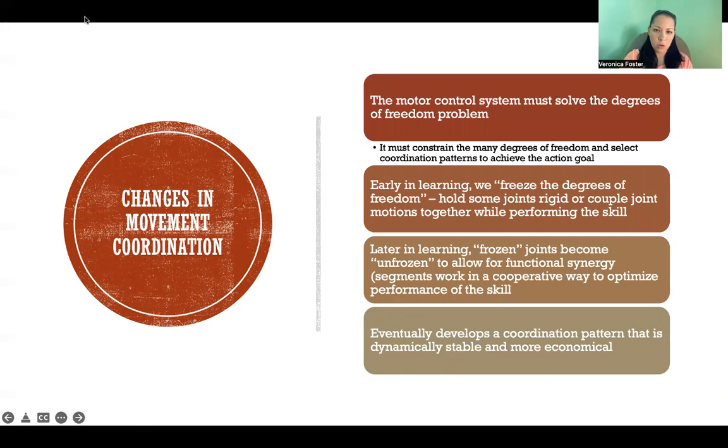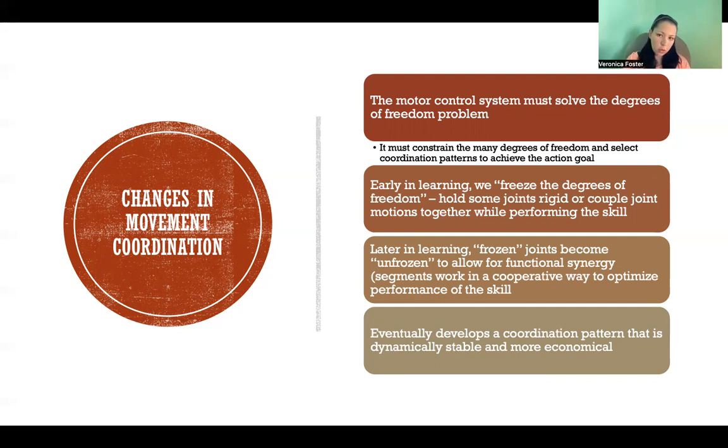Changes in movement coordination. The motor control system needs to solve the degrees of freedom problem, which we've talked about in past videos. Just as a reminder, we must constrain the many degrees of freedom, meaning the number of muscles and joints and even motor units, depending on how we look at degrees of freedom. But our neuromuscular system has to figure out how to control all of the different variables, all of the different degrees of freedom, to coordinate and control movement.